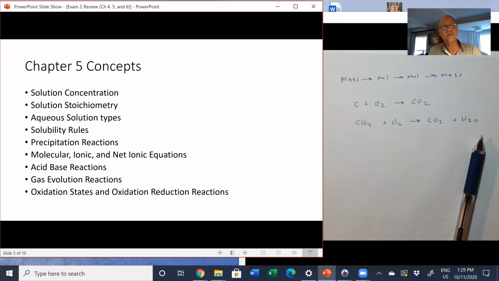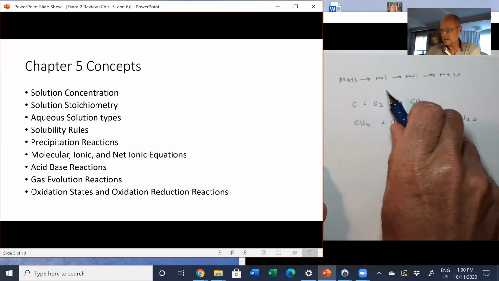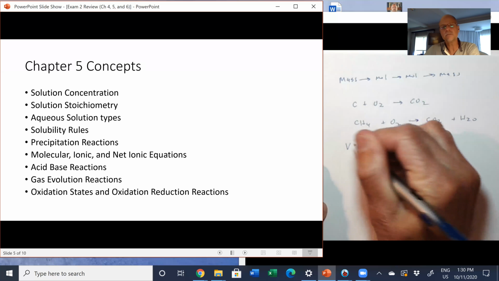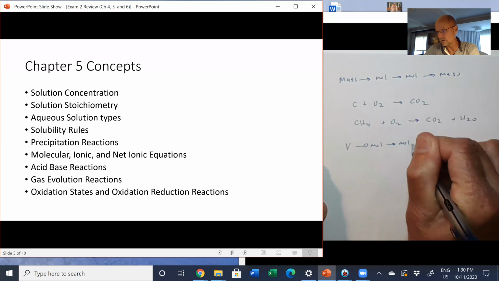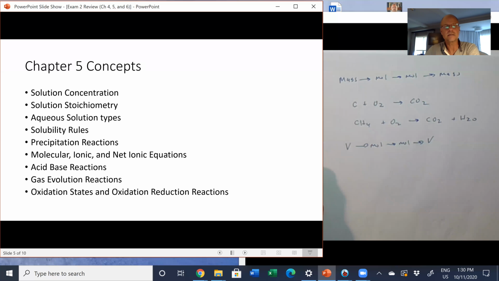Okay, chapter 5. So chapter 5 was the chapter on solutions, right? And reactions in solutions. So we started out talking about solution concentration, right? So be able to calculate molarity. Be able to use molarity as a conversion factor, right, between moles and liters, or from liters to moles. We talked about solution stoichiometry, right? So here, instead of mass to moles to moles to mass, you might have volume of the solution, right? And if you have the molarity, you can go to moles, and then back to volume or whatever else it asks, right?